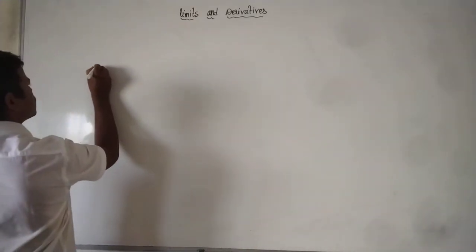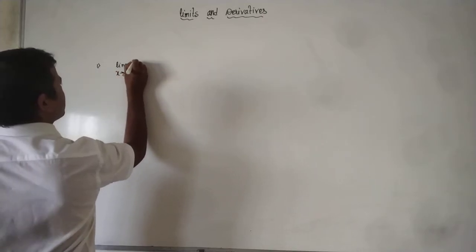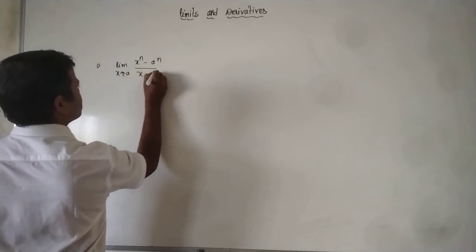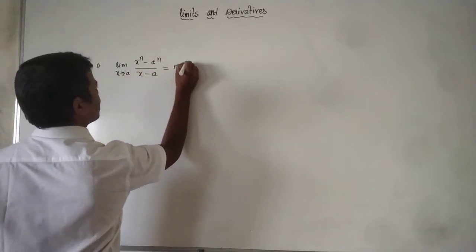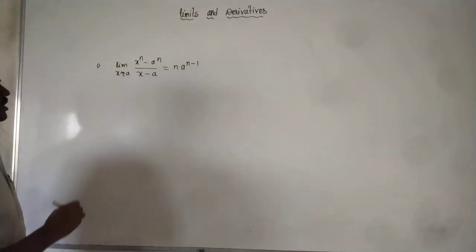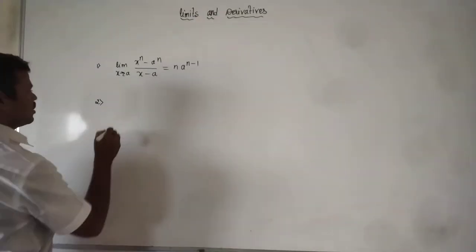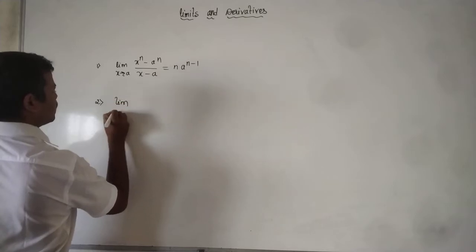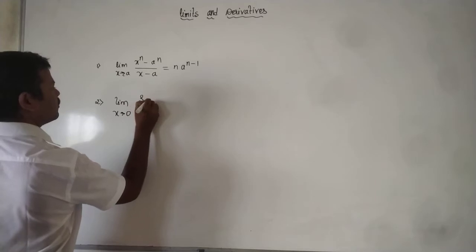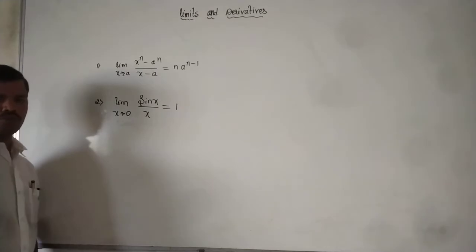The first one is: limit as x tends to a of (x raised to n minus a raised to n) divided by (x minus a) is equal to n into a raised to n minus 1. This is the first formula which we have discussed, and the second, which we have derived, is very important: limit as x tends to 0 of sin x divided by x is equal to 1. We have proved that.